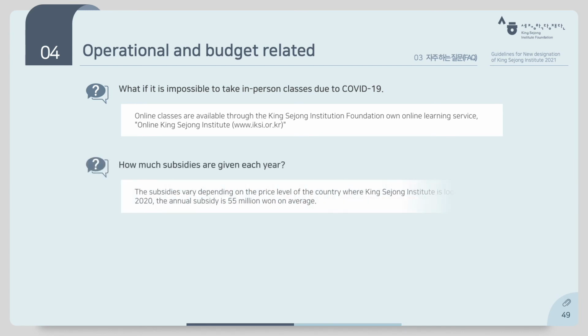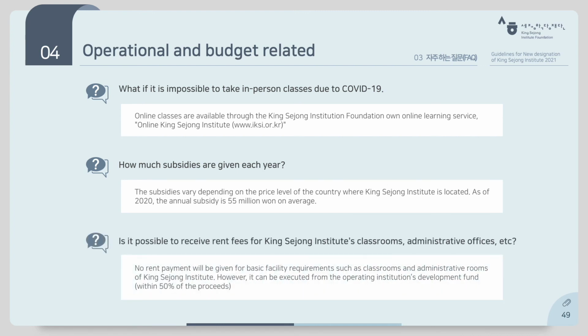The annual subsidy of King Sejong Institute is about 55 million won on average as of 2020. However, it varies depending on the price level of the country, the number of students, and the size of operation of King Sejong Institute. Rent for basic facility requirements, such as the King Sejong Institute classrooms and administrative offices, cannot be paid from the King Sejong Institute subsidy. However, the development fund of the operating institution can be drawn within 50% of the proceeds of the King Sejong Institute. Hence, it can be executed here.